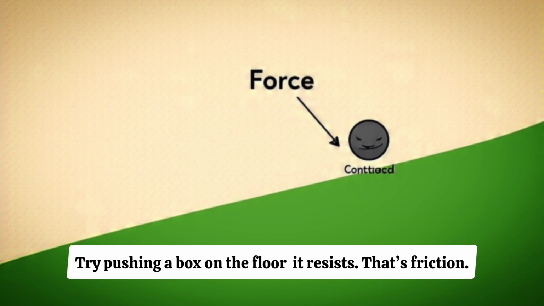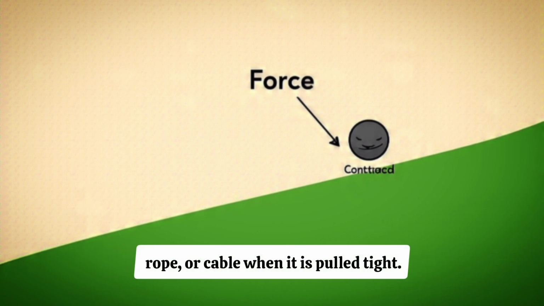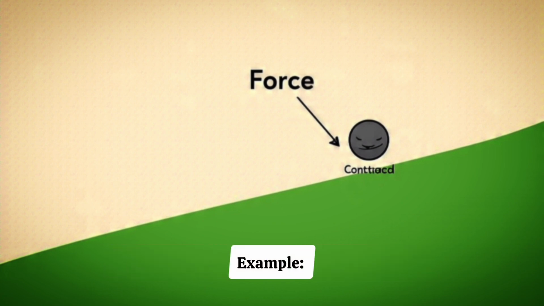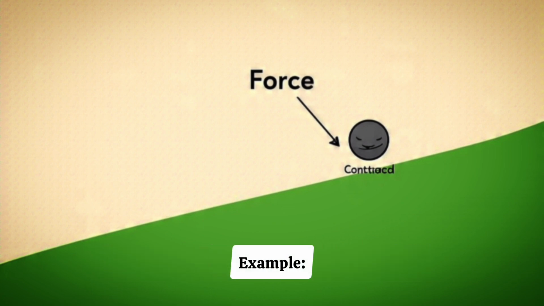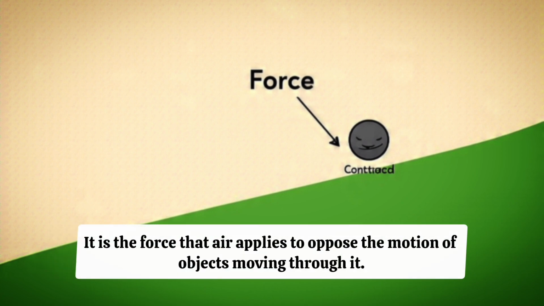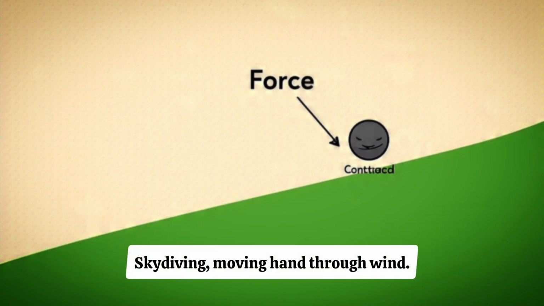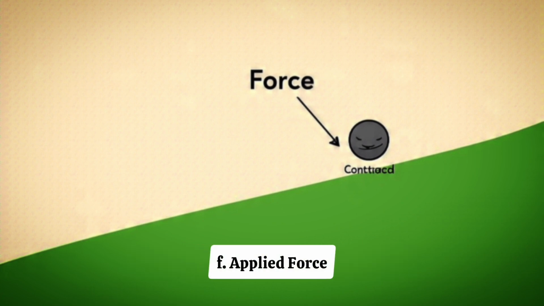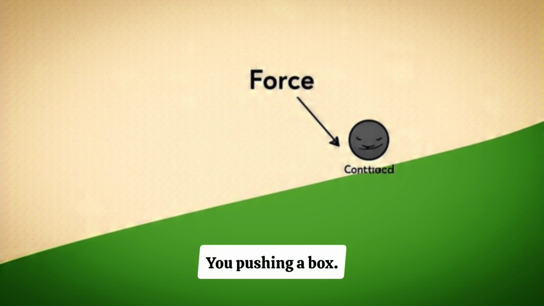That's friction. C. Tension force. It is the force transmitted through a string, rope, or cable when it is pulled tight. Example: tug of war. D. Normal force. It is the support force exerted by a surface. Example: the ground pushing up on your feet. E. Air resistance force. It is the force that air applies to oppose the motion of objects moving through it. Example: skydiving, moving hand through wind. F. Applied force. When you manually apply a force to an object. Example: you pushing a box.